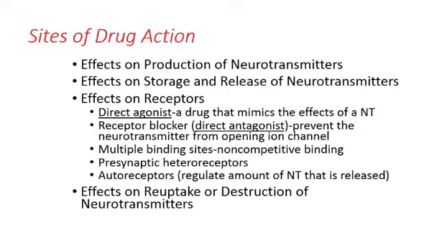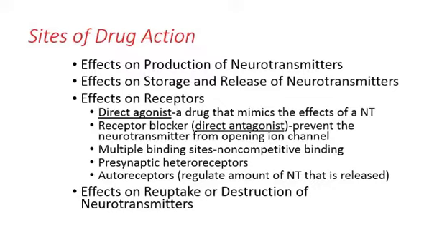On the postsynaptic membrane, we can have the drug act as a direct agonist, mimicking the effect of a neurotransmitter, or the drug can be a receptor blocker or a direct antagonist, where it prevents the neurotransmitter from opening the ion channel. Still on the postsynaptic membrane, we have multiple binding sites or non-competitive binding, where a drug can potentially bind to an alternative receptor site and produce the same action as a neurotransmitter, rather than competing for the neurotransmitter's binding site itself.